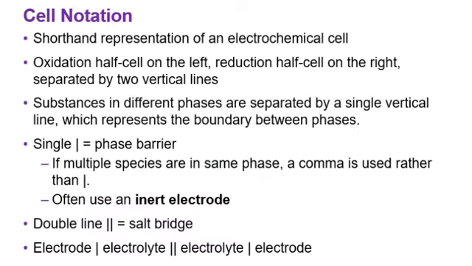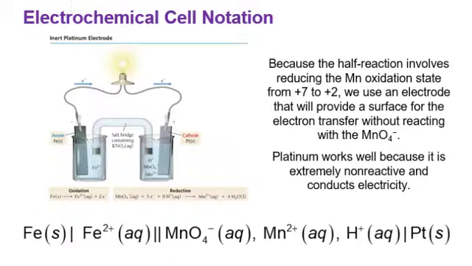Cell notation is basically a shorthand way of describing the setup of an electrochemical cell. The format is simply the electrode and the solution, with a double line between the two half cells. So what do these lines mean? The single line represents the boundary or the phase barrier. The double line typically represents the salt bridge in our voltaic cell. The best way to explain this would be to just show you an example, so let's go ahead and show you.